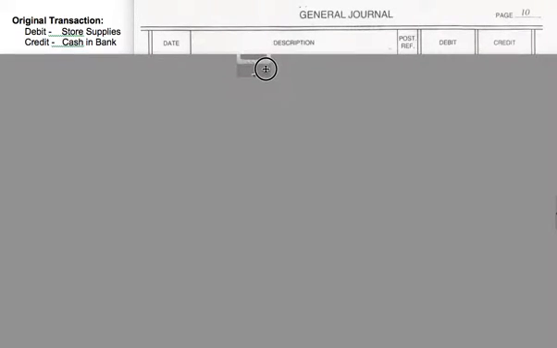We're not going to work with problem 7.5 in the demonstration packet. Instead, we're going to move on to problem 7.6. Problem 7.6 looks at correcting entries, which are used when an error has been discovered, and how it can be corrected in the general journal and in the general ledger accounts.